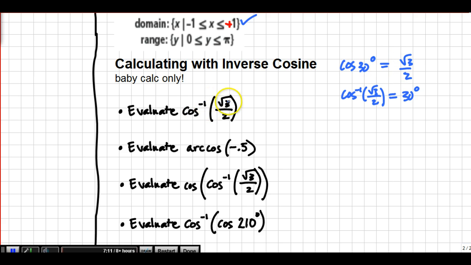So if we're doing the inverse cosine of square root of 3 over 2, we know that the answer there is going to be 30 degrees. Keep in mind that when you're working with inverse cosine, you might be working with either degrees or radians. So we're going to do both as we do all 4 of these questions. 30 degrees in radians is pi over 6. If you didn't know that, hopefully you could convert 30 degrees to radians by multiplying by pi over 180. That's a review from chapter 4 as well.